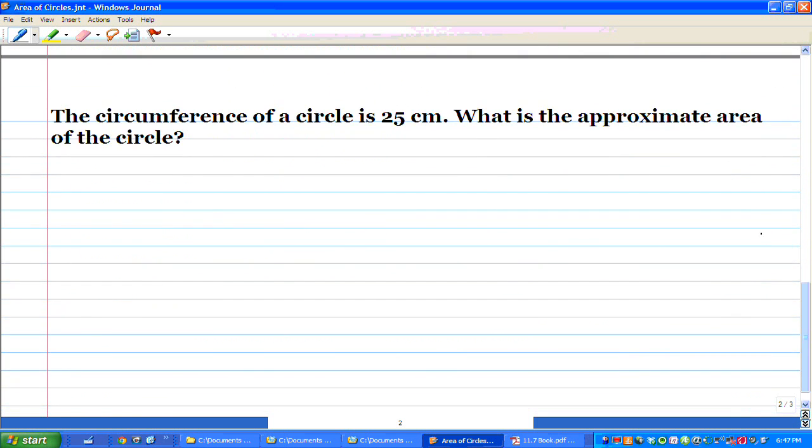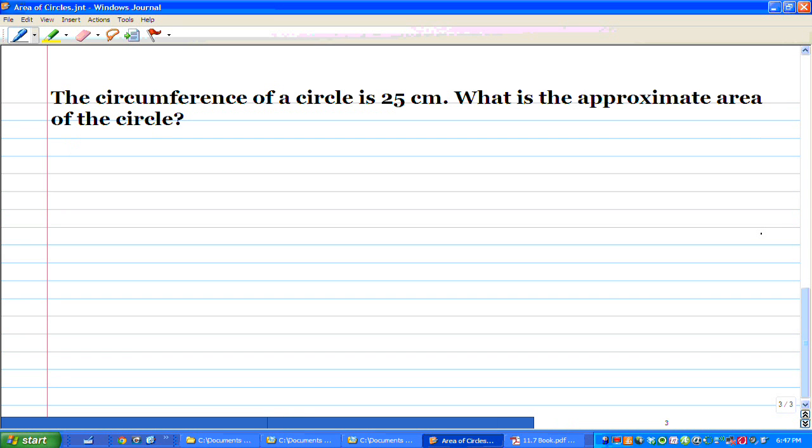So let's try this. You should pause the video and try and solve this one. If you can do this, you really got not only this down, but the previous lesson as well. So go ahead and pause it and try it. Okay, the circumference of a circle is 25 centimeters. Now, we're not dealing with circumference, but we've already done it. What is the approximate area of the circle?